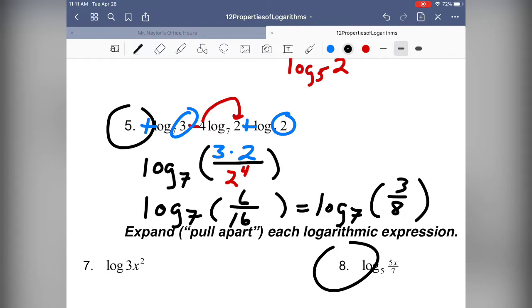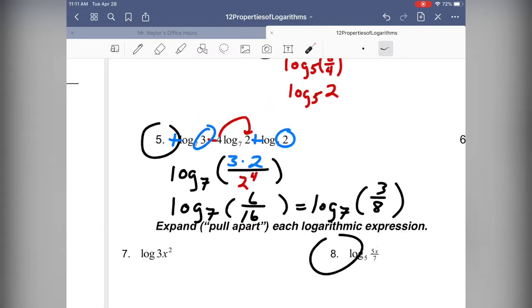That problem is a little trickier. Let me just highlight one more time that you have to bring that 4 up as an exponent. So we end up with 2 to the 4th power. That's going to give you 16.